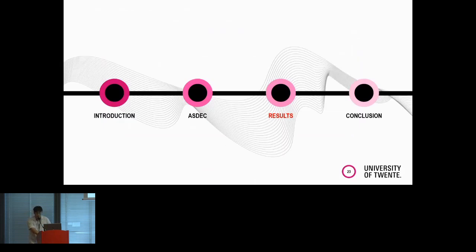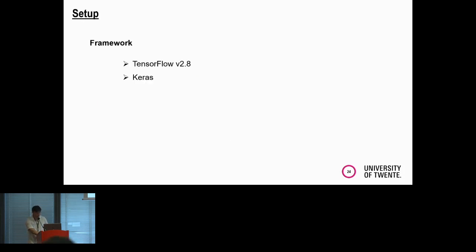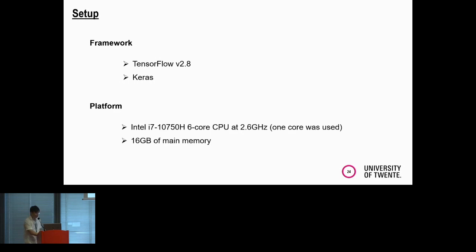So in order to evaluate SDAC, we compared it with other state-of-the-art methods. Our SDAC is built under the framework of TensorFlow and Keras, and we utilize a platform with a 6-core CPU at 2.86 gigahertz with 16 gigabytes of main memory to measure the performance of each evaluated approach. Here, for the measurement, we only use 1 core to measure the performance.